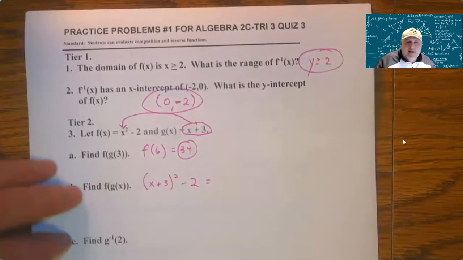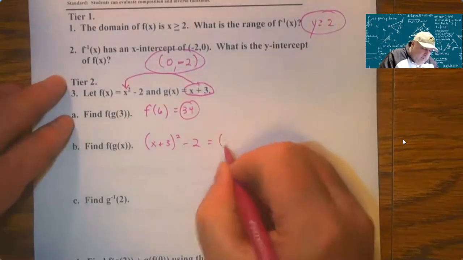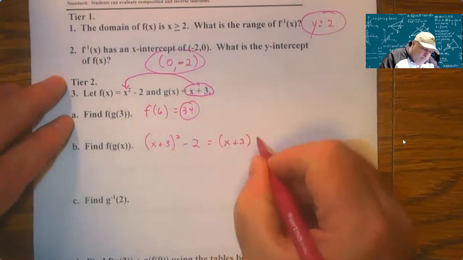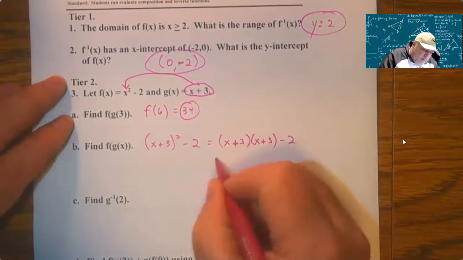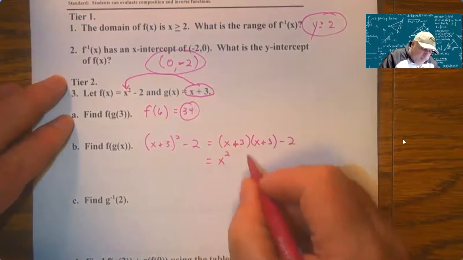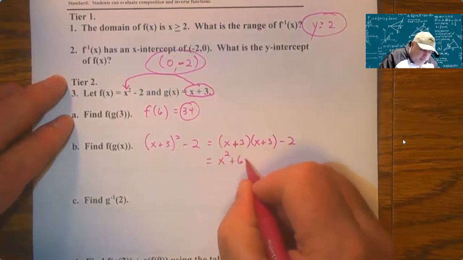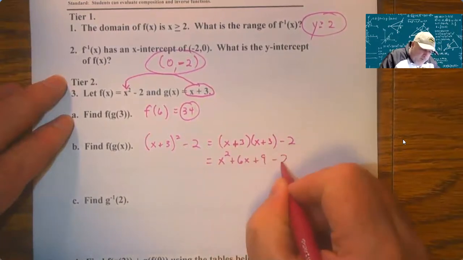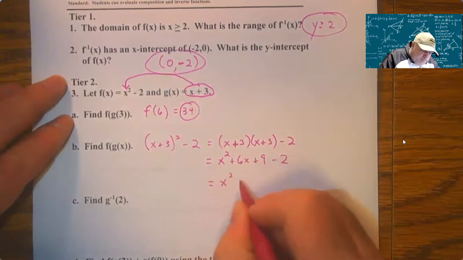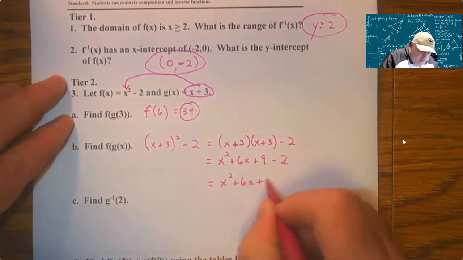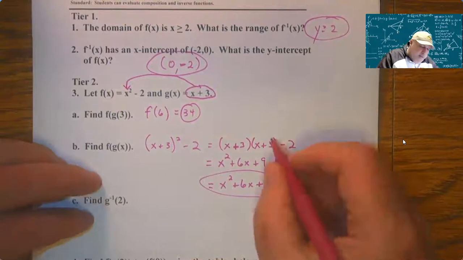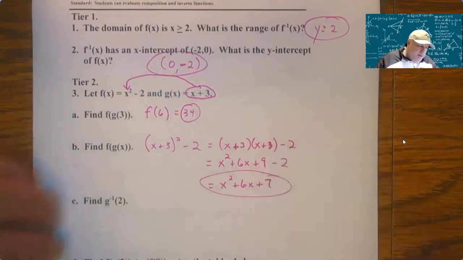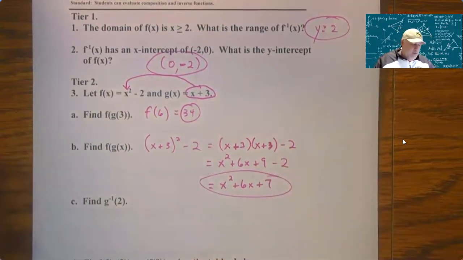And so now we've got to do the FOIL product. Remember the good old FOIL product, and then minus 2. So x squared plus 3x plus 3x plus 9 minus 2, which is x squared plus 6x plus 7 when you simplify. So don't forget to multiply it out twice when you do that on that particular problem.